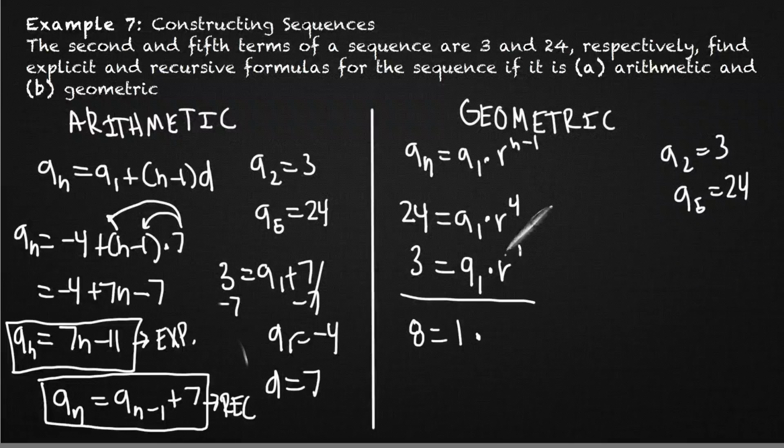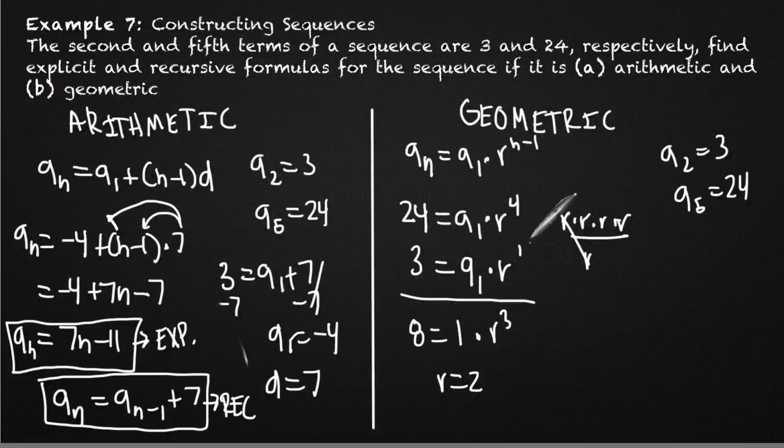And then R to the fourth divided by R to the first. Well, you may remember that if you have like bases, you subtract the exponent. Or if that's confusing to you, R to the fourth is R times R times R times R, and over R to the first, hey, that kills that, so you end up with R cubed. So R cubed equals 8. R must be 2. 2 times 2 times 2 is 8.